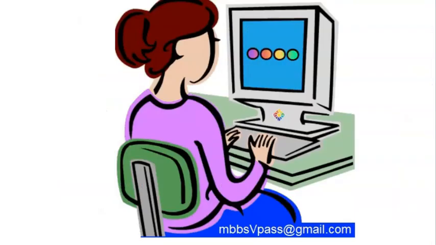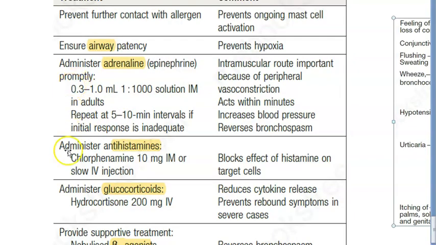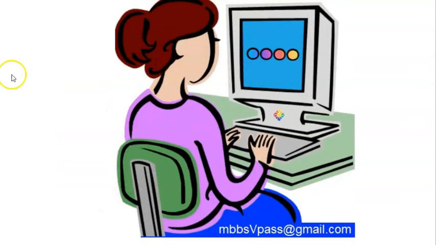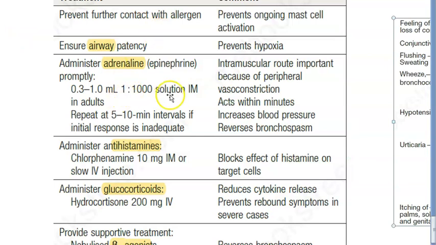Guys, are you focusing? Are you able to understand? What are we looking at? Anaphylaxis. Very good. How much adrenaline will you give? 0.3 ml, 1:1000 solution IM. Very good. 0.3 ml, 1:1000 solution IM adrenaline. You will repeat at 10-minute intervals if the initial response is inadequate, again by the IM route.